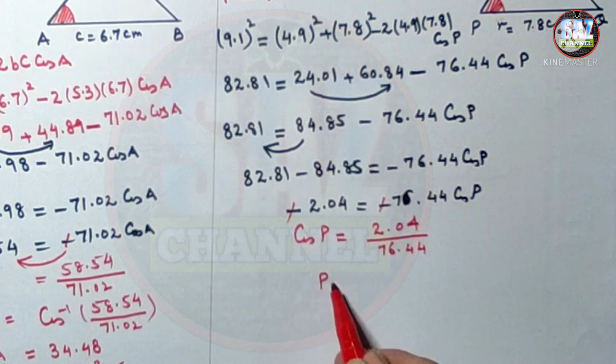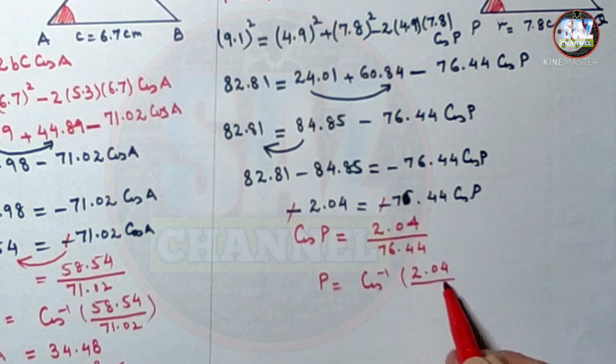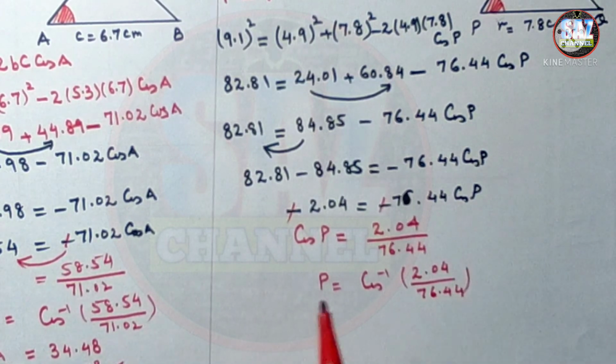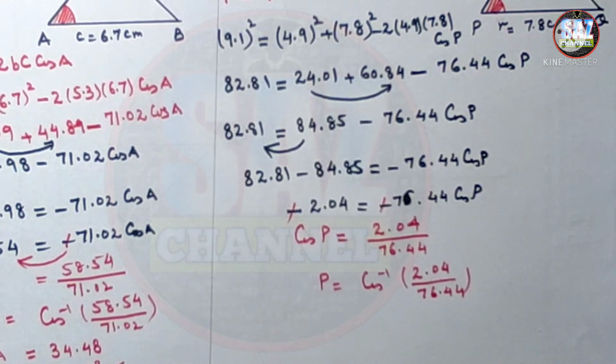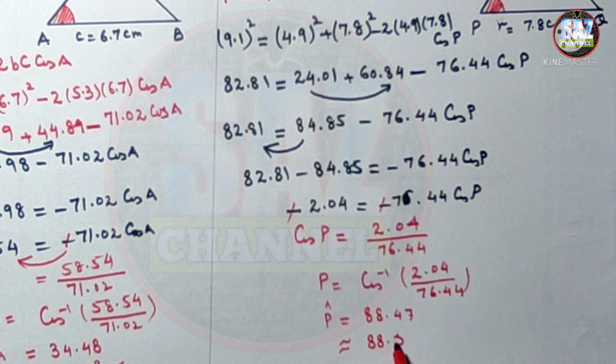76.44, or P equals to cos inverse 2.04 upon 76.44, cos inverse of 2.04 divided by 76.44. This gives me 88.47. P equals to 88.47, and as we have to give our answer nearest to three significant figures, so it will be 88.5 degrees. I hope really easy and clear lesson.